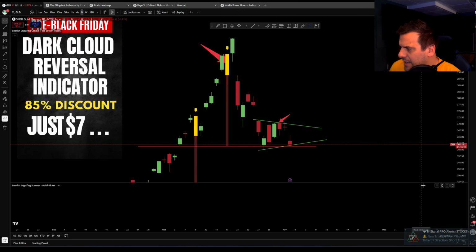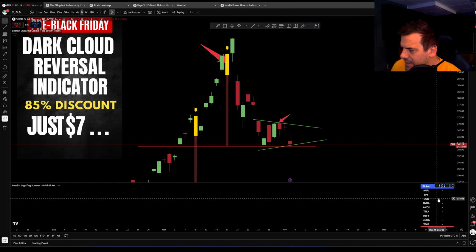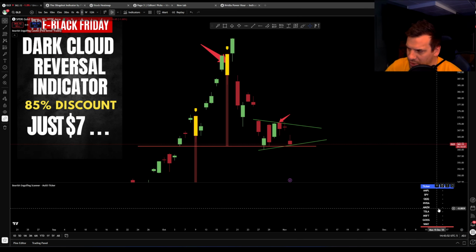We also have a multi-ticker. I don't know why it's showing down here, but it's a multi-ticker. So here's Apple, SPY, QQQ, Nvidia, a bunch of stocks and ETFs. If there is a bearish engulfing the day prior, you will see it. That's a pretty interesting feature, because you'll see which ones are actually appearing on the chart there.